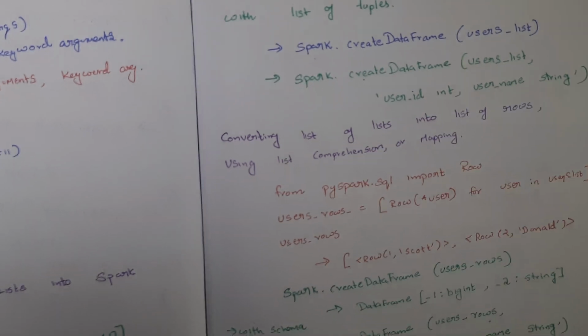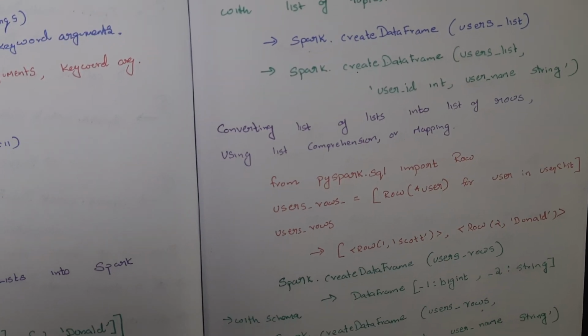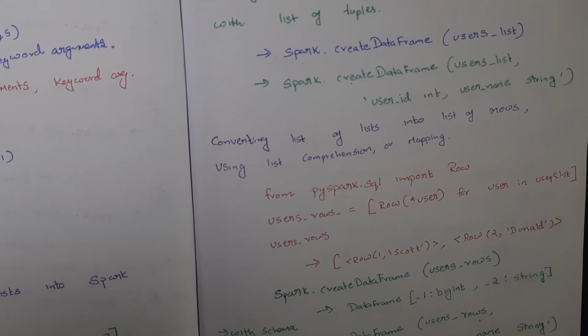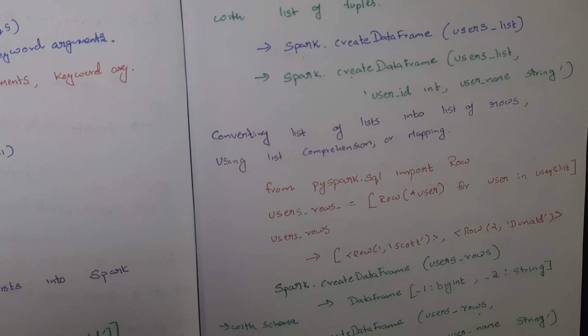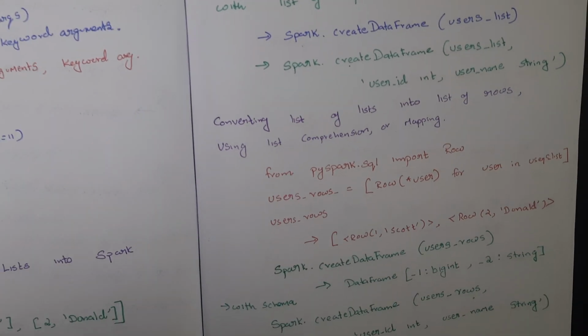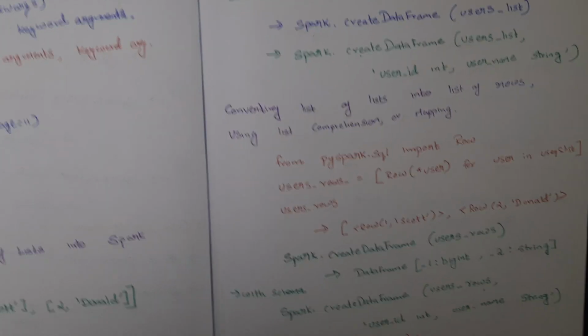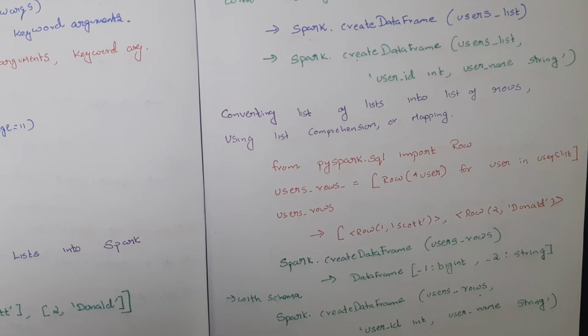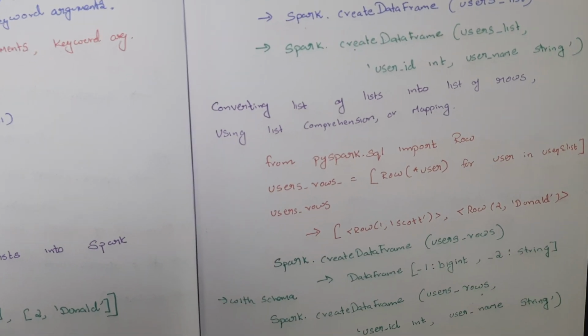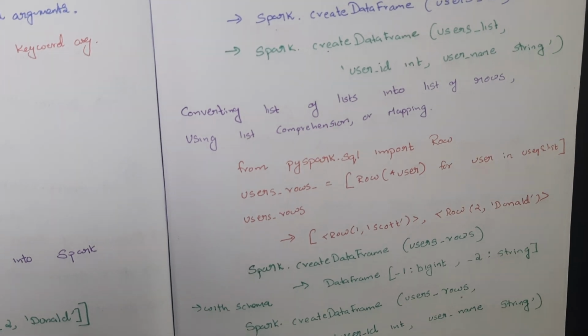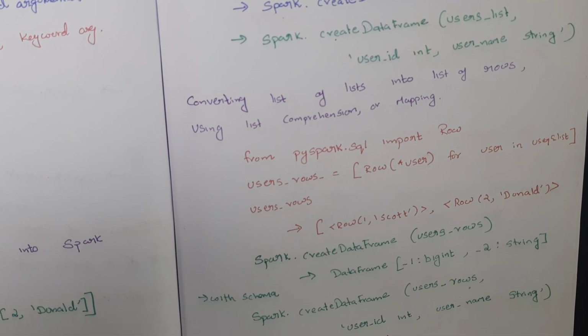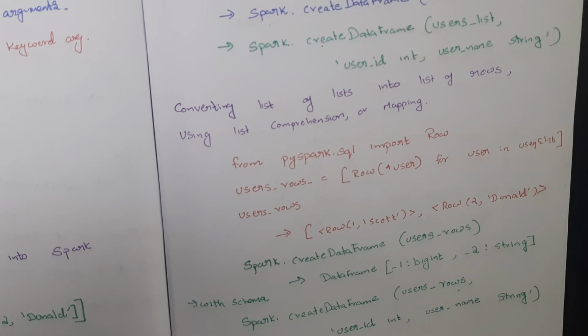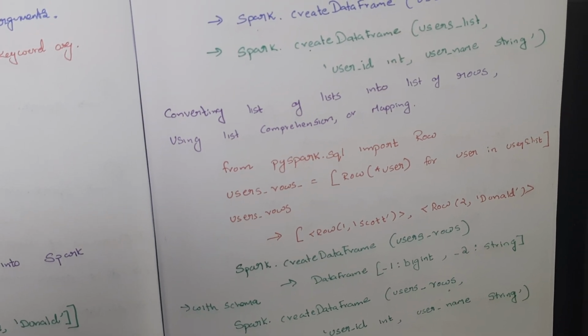To convert the list of lists into a list of rows, we can use a list comprehension or a map method. So there are two options available. Today I'm going to cover it using list comprehension. First, we have to import Row with from pyspark.sql import Row, so that we can use the Row function.